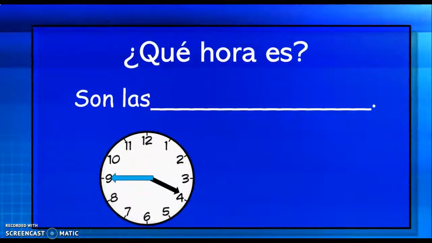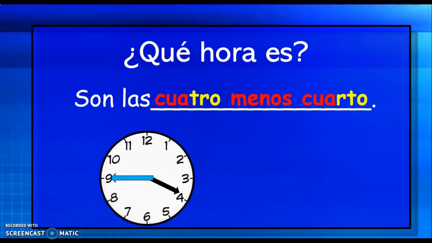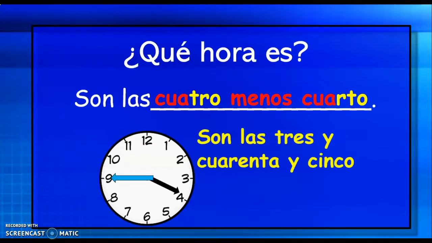¿Qué hora es? Son las 5 menos cuarto. That's a little bit tricky, right? Because you have two words that look almost the same. So it's 5 minus a quarter of an hour. Or you could say, son las 4:45.